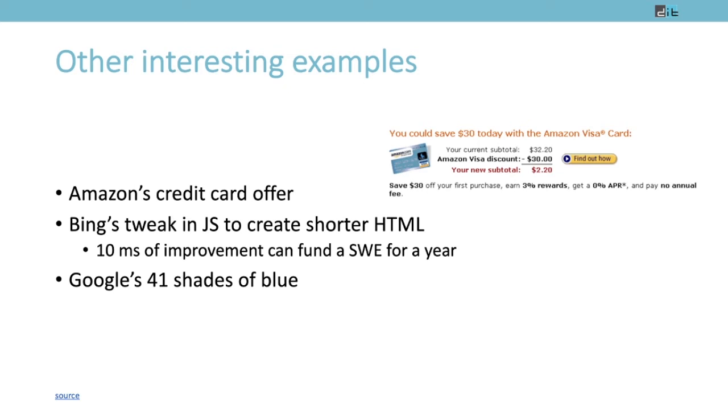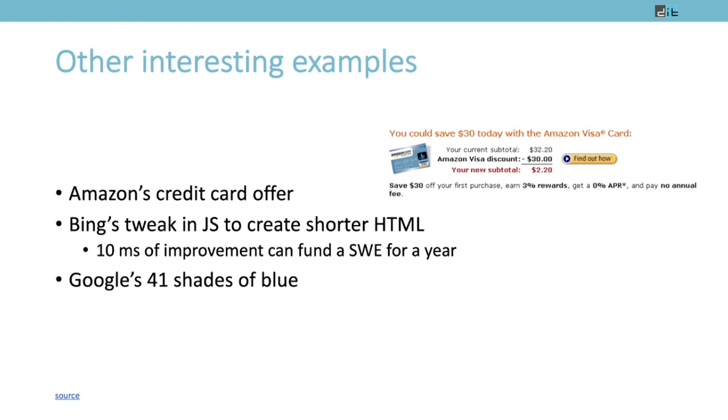Another example is Bing, which at some point decided to tweak the JavaScript it was using for its home page, so that shorter HTML would be sent back to the user, and in this way things would appear faster. They launched that, and it was so successful that 10 milliseconds of improvement in the loading time translated to being able to fund a software engineer for a year. It was the salary of a software engineer for a year.